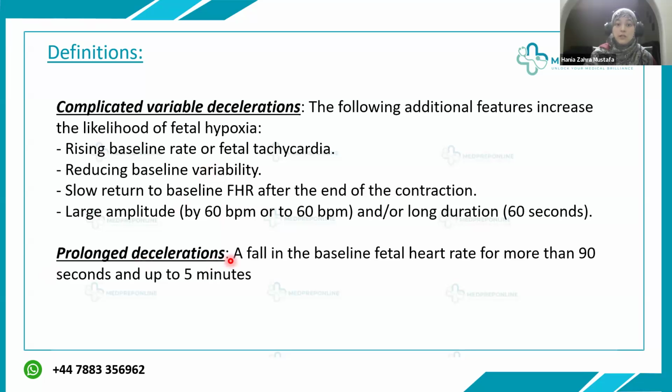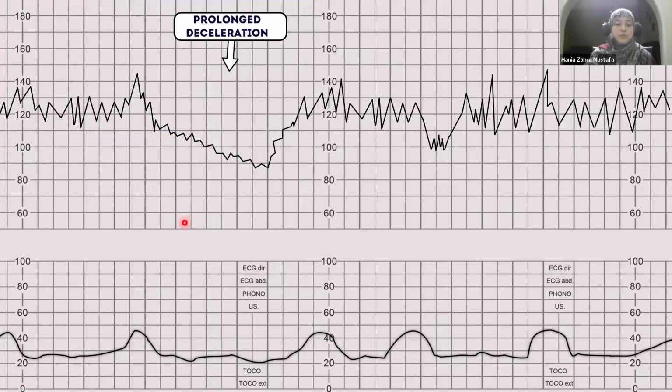Then we have prolonged decelerations. These are a fall in basal fetal heart rate for more than 90 seconds, and it can go up to 5 minutes. And if it lasts more than 5 minutes, we will definitely call it fetal bradycardia. But if it is more than 90 seconds and up to 5 minutes, we call it prolonged decelerations. This is the pattern of prolonged decelerations you can see. And the causes of prolonged deceleration would be maternal hypotension or umbilical cord prolapse or uterine hyperstimulation or prolonged uterine contraction or maternal seizures or fetal hypoxia.